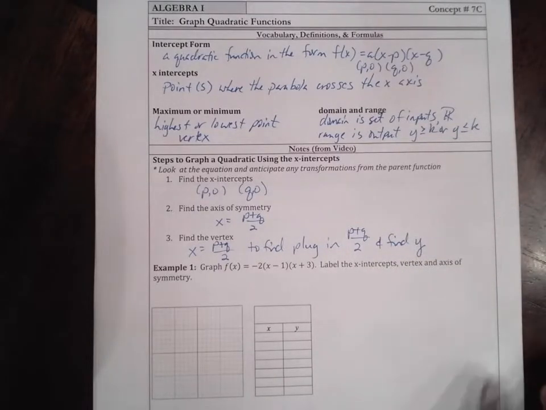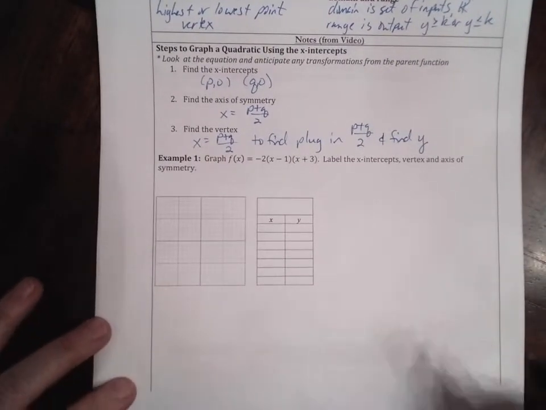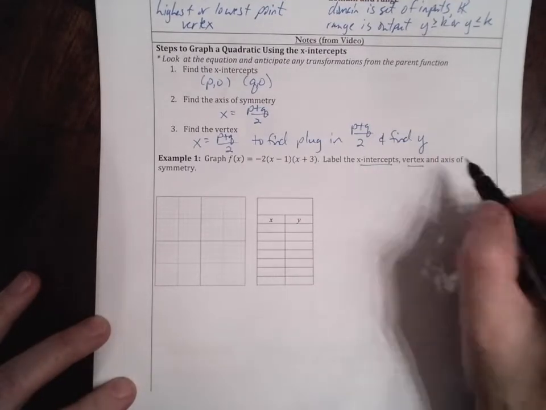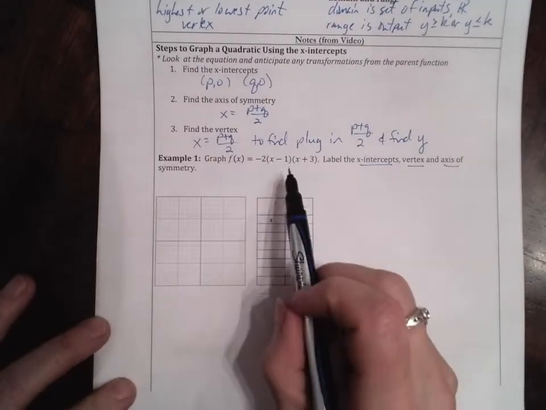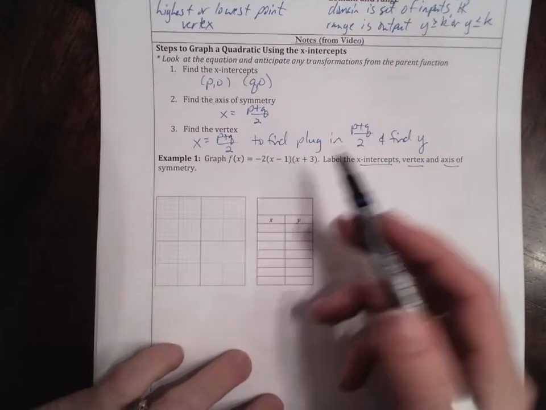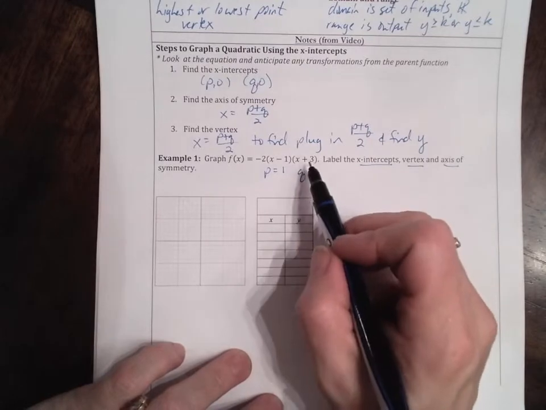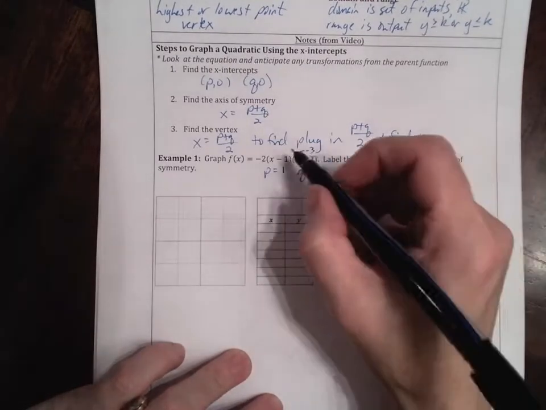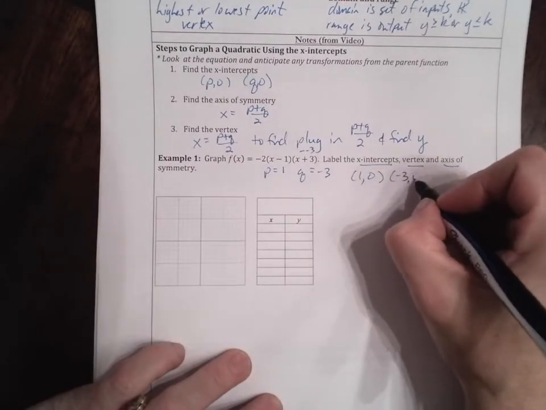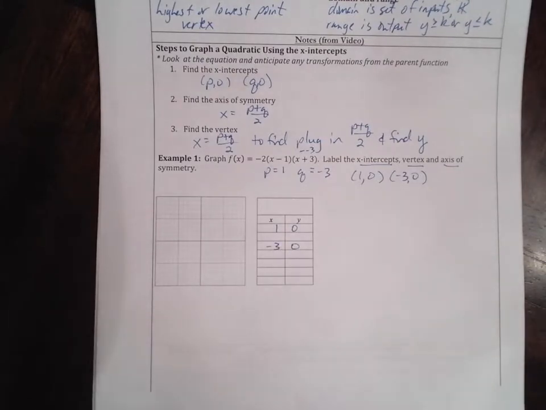Solve for y. So let's graph f of x equals negative 2 times the quantity x minus 1 times the quantity x plus 3. Then we're going to label the x-intercepts, vertex, and the axis of symmetry. So the first thing is let's pick p and q. Remember that the function is in terms of subtraction. So p equals 1, q equals negative 3, because you have to subtract negative 3 to get a positive. So we have 2 points, (1, 0) and (-3, 0). And I'm going to place them in my table and leave the center for our vertex.